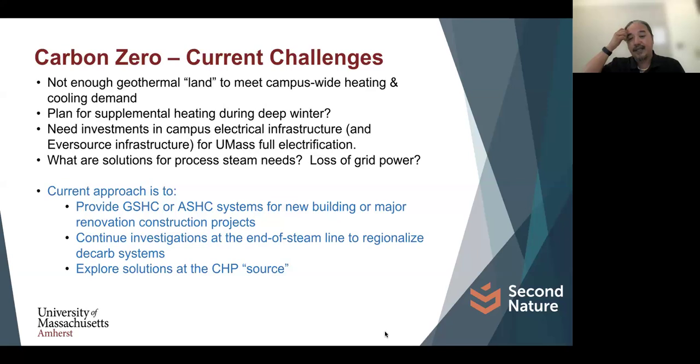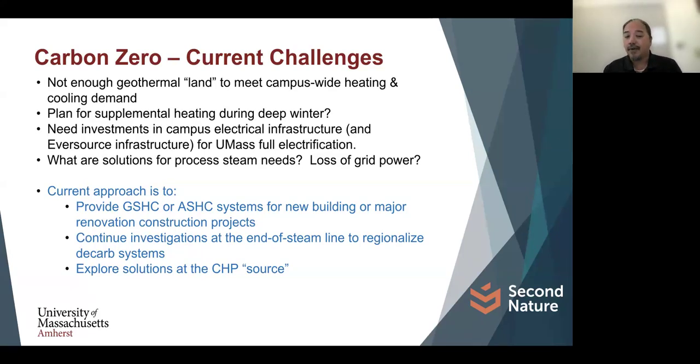The second point is that we wanted to now shift and do some investigations at the end of our existing steam distribution and infrastructure to look at kind of pruning back the buildings that were at the end of the line and see if we can implement decarbonized systems there, and maybe even do it at a building level or maybe at a regional level.